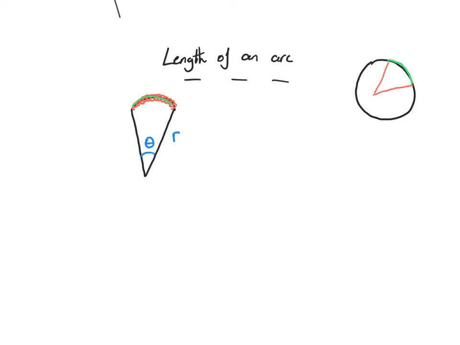Now remember that the curved bit, if you go right round the circle, that's the perimeter of the circle, which we call the circumference, and we know that that has got the formula pi times d. So really what we're just looking for then is a bit of pi d. And how big is the bit? Well, it depends on the size of the angle. So let's start with an example 1.